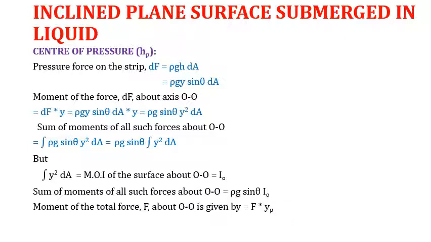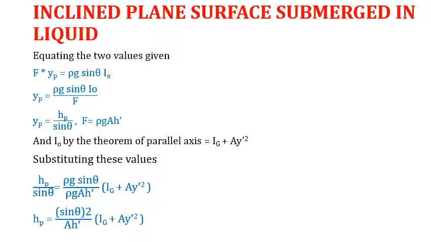So equating these two expressions, F into Yp is equal to rho g sine theta I naught. Take Yp to the denominator, and you can also write Yp is Hp over sine theta, and force F is rho g A H dash for an inclined plane. And using parallel axis theorem, we know I naught is equal to Ig plus A into the square of the distance between them, which is y dash.